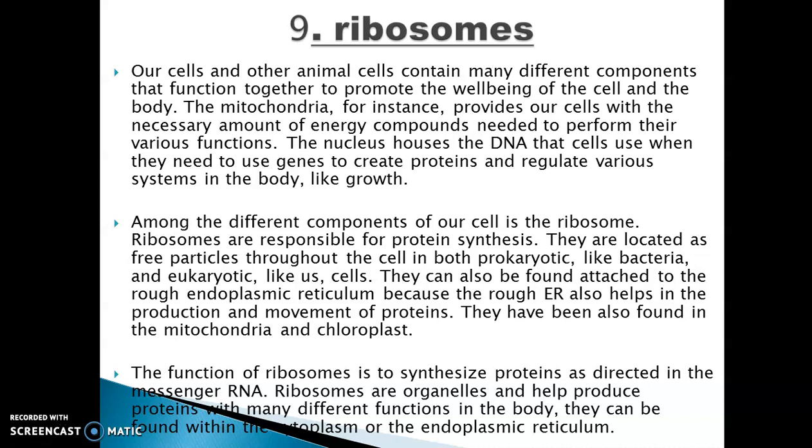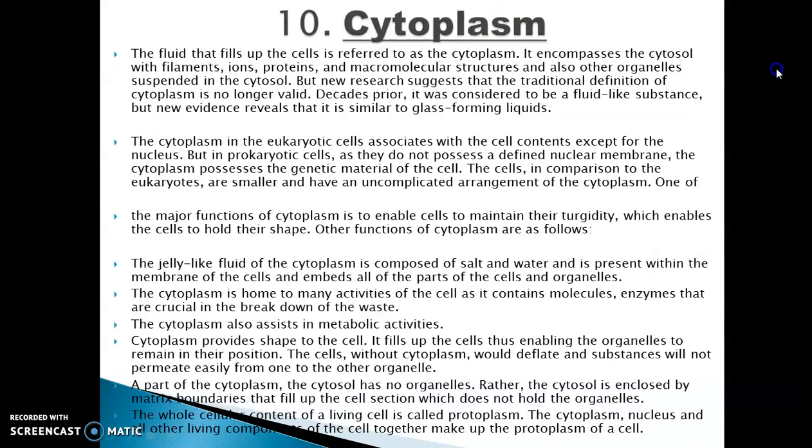They are located as free particles throughout the cell in both prokaryotic cells, like bacteria, and eukaryotic cells, like ours. They can also be found attached to the rough endoplasmic reticulum, or ER, because the rough ER also helps in the production and movement of proteins. They have also been found in the mitochondria and the chloroplast. The function of ribosomes is to synthesize protein as directed by the messenger RNA. Ribosomes are organelles and help produce proteins with many different functions in the body. They can be found within the cytoplasm or the endoplasmic reticulum.